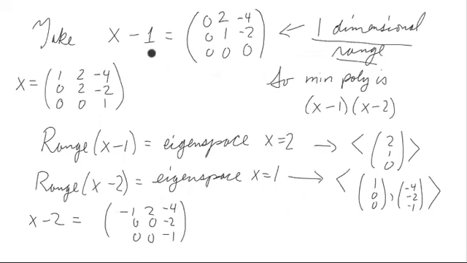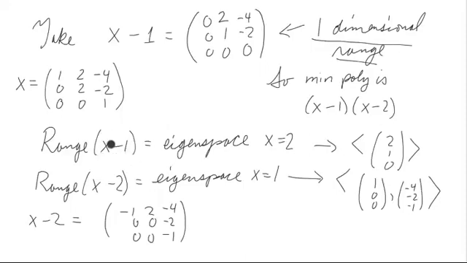Okay, so if we take x minus 1, that's just the original matrix here, and we subtracted 1 down the diagonal. We get this, and these are one-dimensional range. That's the minimal polynomial. So let's go ahead and try to compute our eigenspaces. All right, a lot of commentary, but that's for understanding purposes in this example.